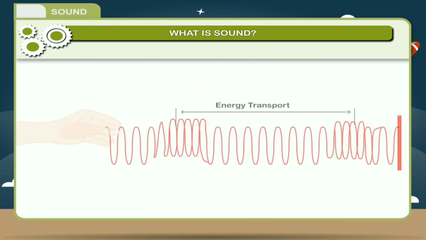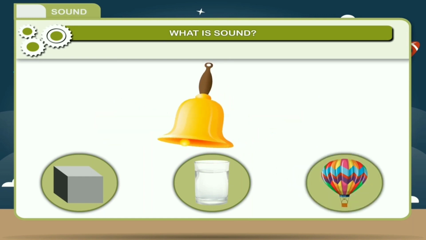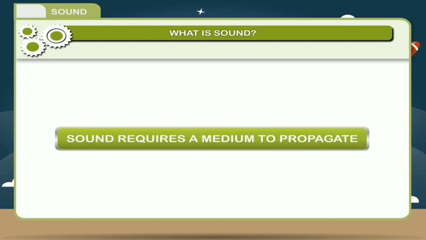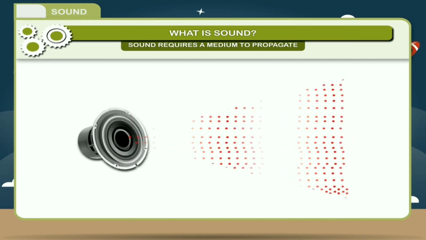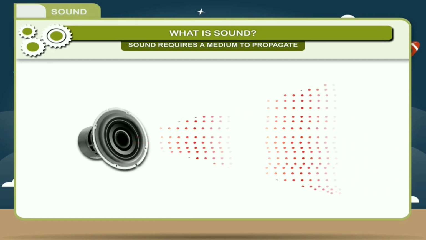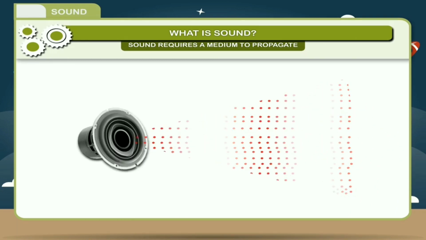Hence, we conclude that sound is a form of energy and this energy is carried away by particles vibrating about their main positions. In this way, sound travels in solids, liquids, and gases. Sound requires a medium to propagate. Unlike light, sound is a form of energy for which a medium is necessary. Since the vibrating object passes the vibrations to the air molecules, it means that sound travels in a medium.